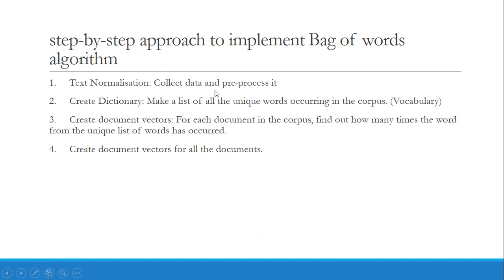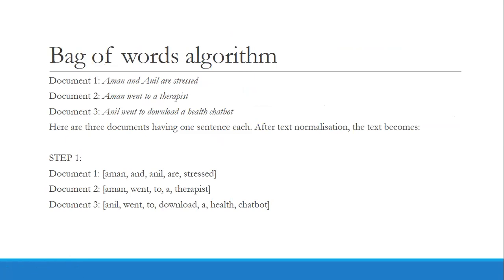First, we collect the data and preprocess it. Second step, we create the dictionary. Make a list of all the unique words occurring in the corpus. Third, create document vectors. For each document in the corpus, find out how many times each word from the unique list of words has occurred. Step 4, create document vectors for all the documents. These are the step-by-step approach to implement the bag of words algorithm. Now, let us see how we implement this using one example.